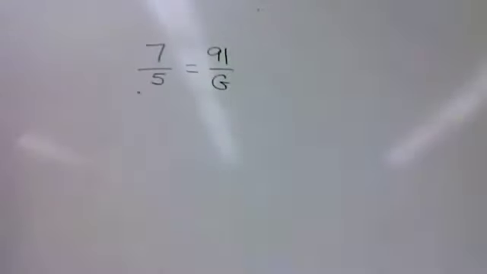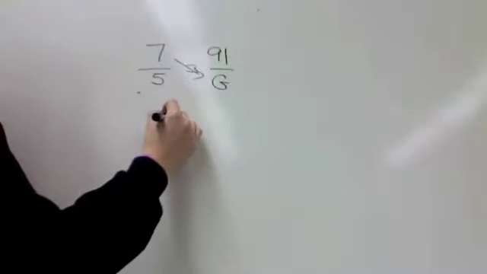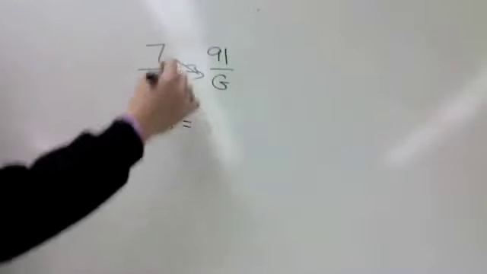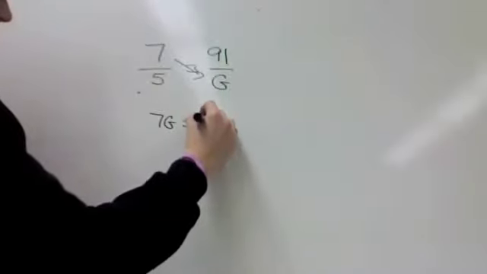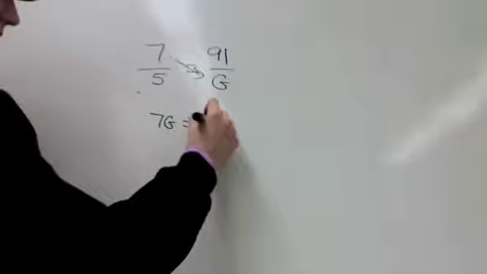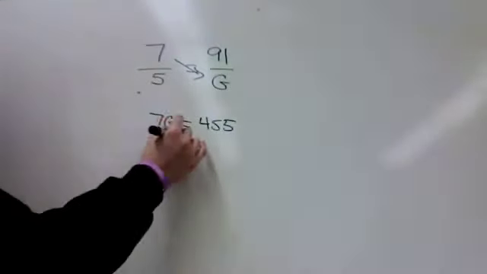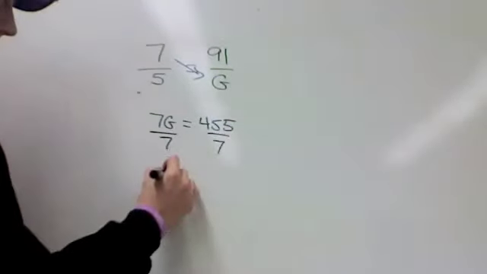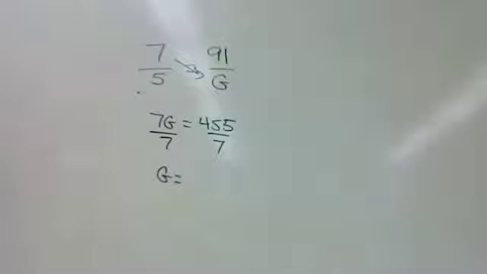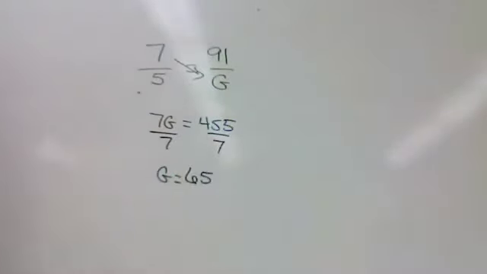So again, now we're just going to cross multiply. 7 times g is going to give us 7g, and then 5 times 91 is going to be, oops, excuse me, not 145, 455. So now we've got 455. Now we're simply going to divide by 7 on both sides. And so for our final answer, we're going to have 65 goats in the barnyard.